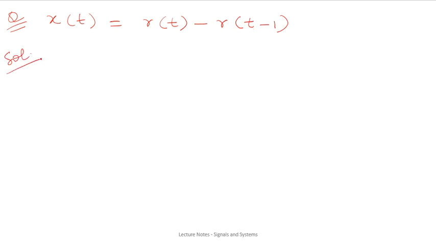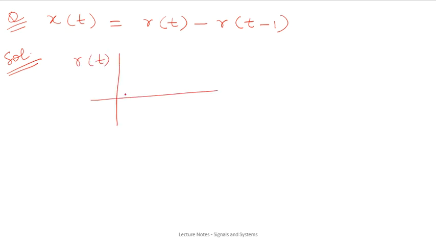Okay, coming to the next problem. The next problem states that you have to draw the waveform of the signal r(t) - r(t - 1). Now this is actually a combination of two different signals. So you have to draw both the signals first.